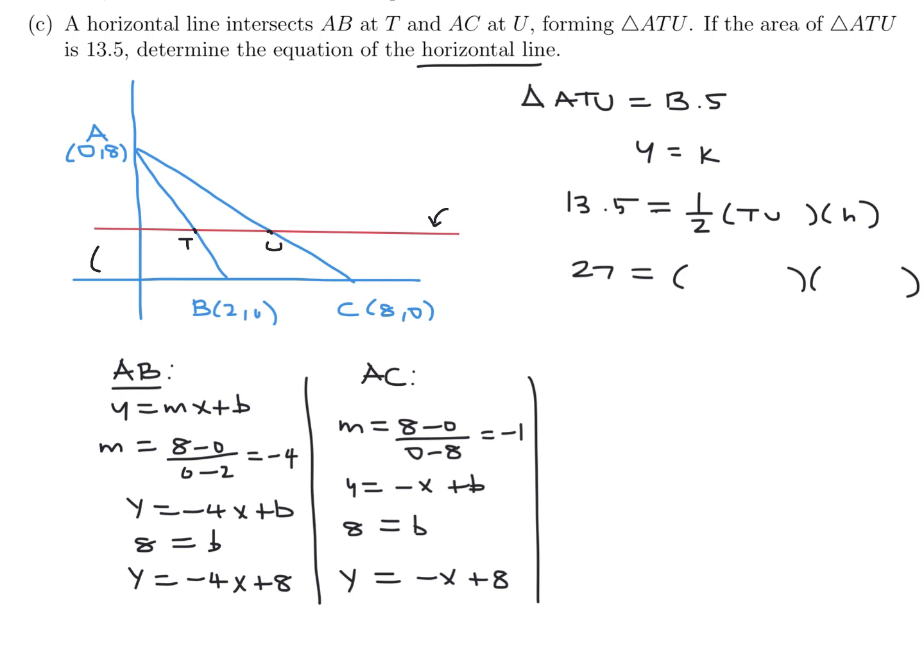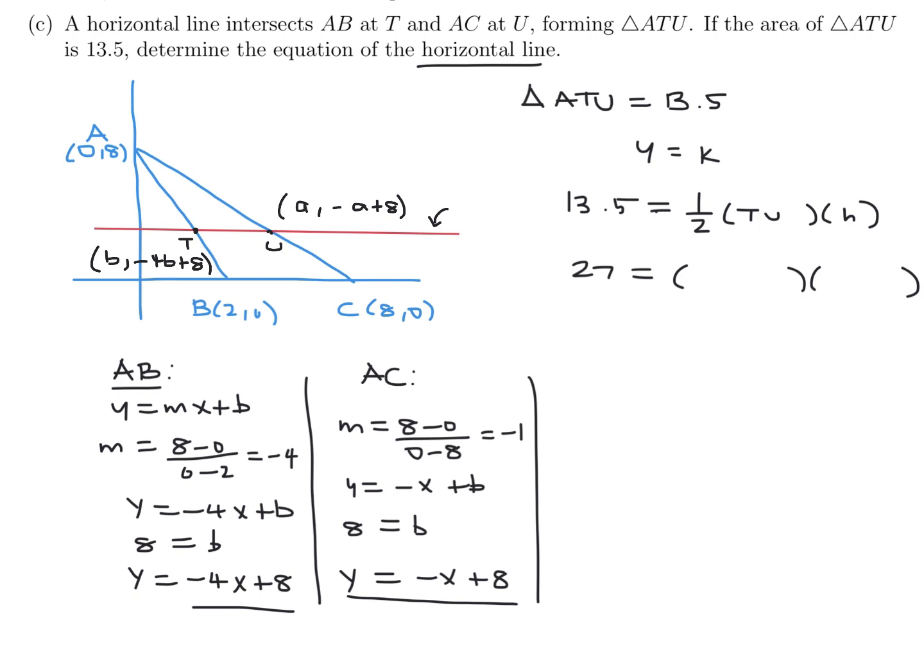I'm going to use letters. I don't want to use X for both T and U because that would be too confusing. So let's use A and B. So this will be B, and the Y coordinate would be of the form minus 4B plus 8. That's the coordinates of T. U is on this line, so I'll use A this time, and the Y coordinate would be minus A plus 8.